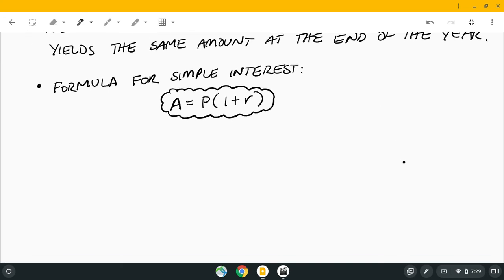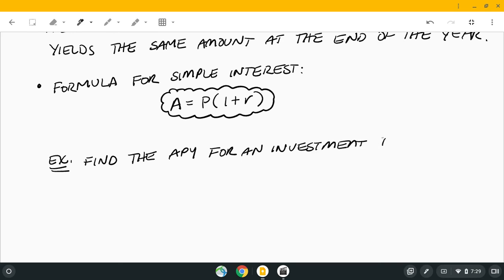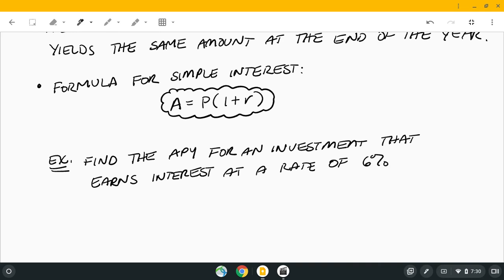Let's take a look at an example. Find the APY, annual percentage yield, for an investment that earns interest at a rate of 6% per year compounded daily.